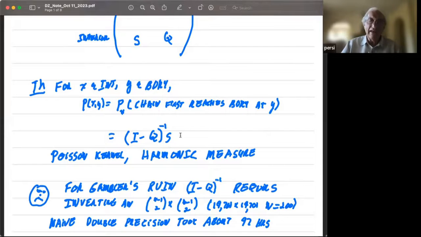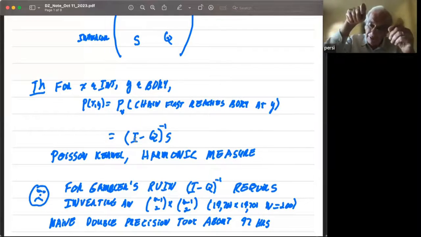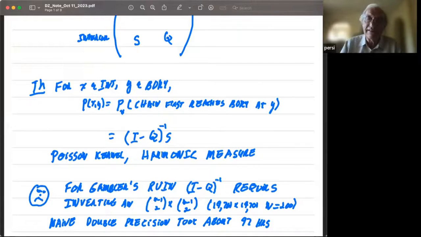And if you just expand 1 over 1 minus Q, that's the summation of Q to the J. And so what this says is the chance that you go from X to a point in the boundary, well, you had to have stayed in the interior for some number of steps, J, and then taken a step from wherever you are to the boundary. So this formula is transparent.